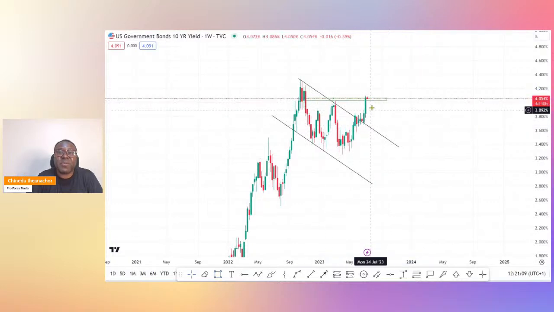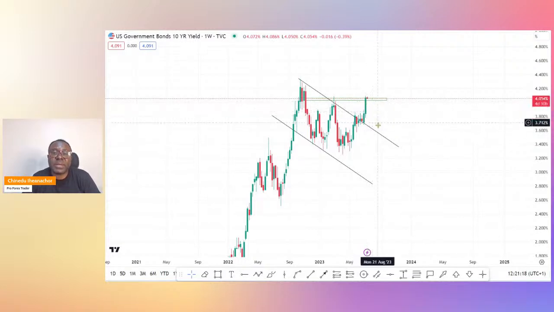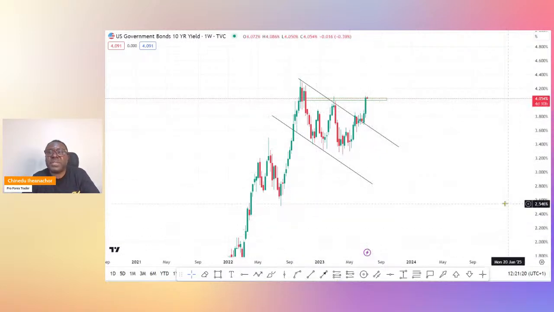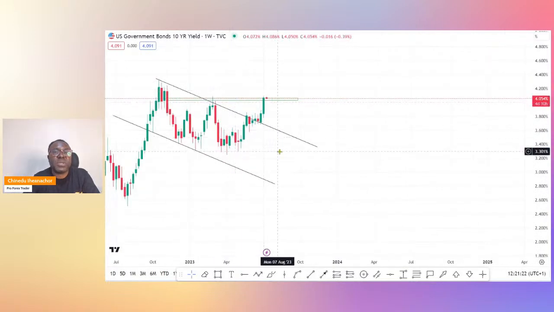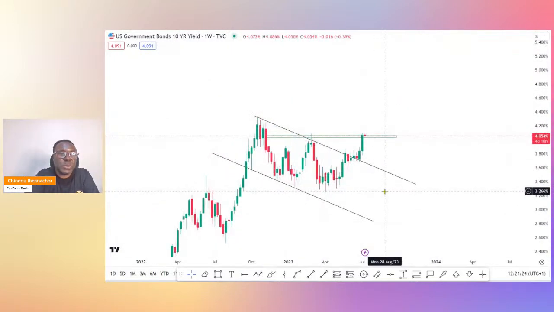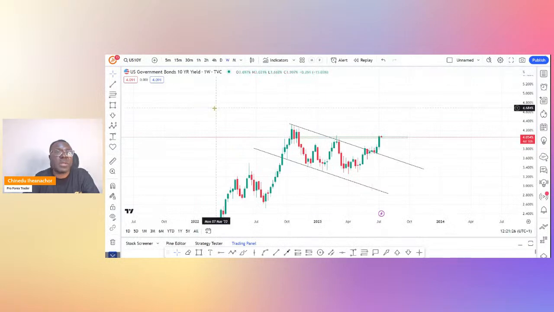I'm expecting some kind of correction of these. There's a lot of imbalance here. The market may come back to close this inefficiency zone, retrace back to it, and give us some opportunities to trade again. So let's look at it on the lower time frame.